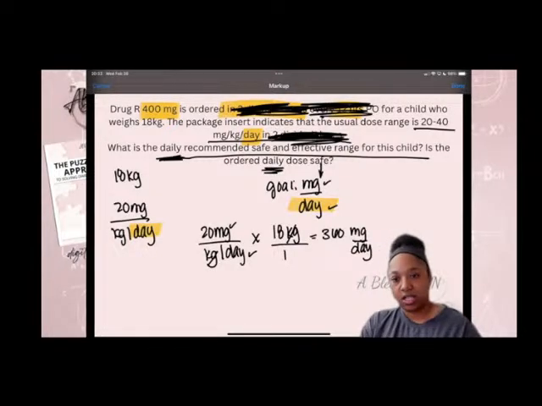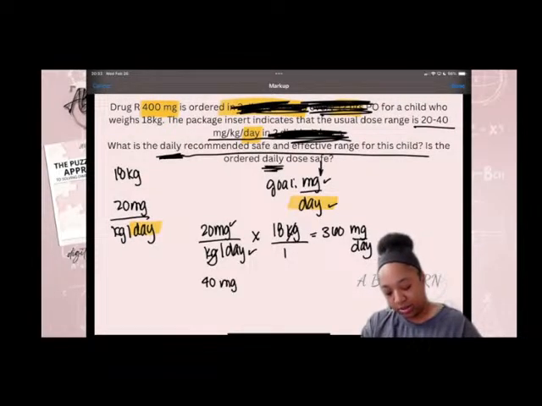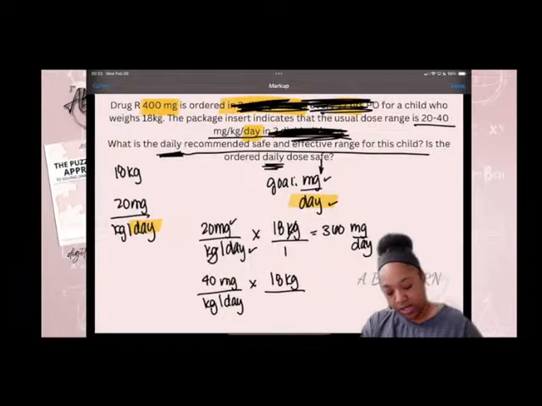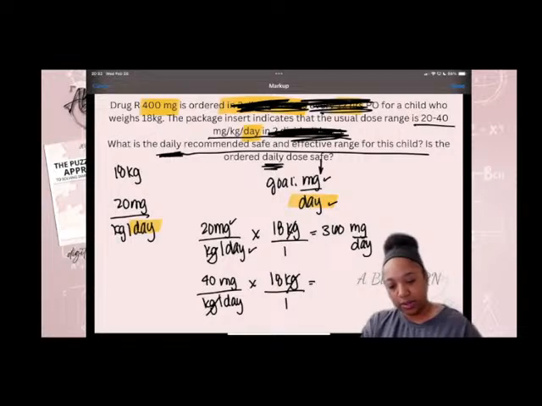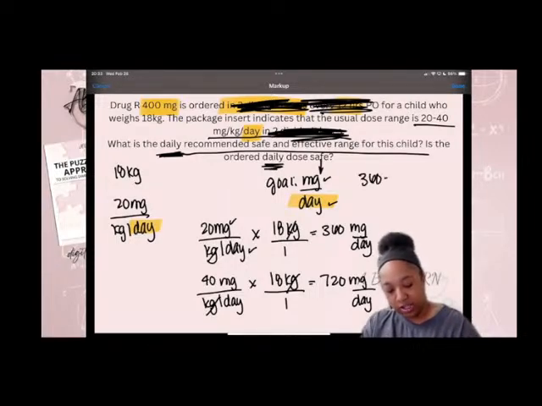So let's see what is the most that they can have. So that's 40 milligrams per kilogram per day. And we'll use our patient's weight again to cancel out the kilograms. So 40 times 18 is going to be 720 milligrams per day. Okay, so our safe dose range is 360 to 720.